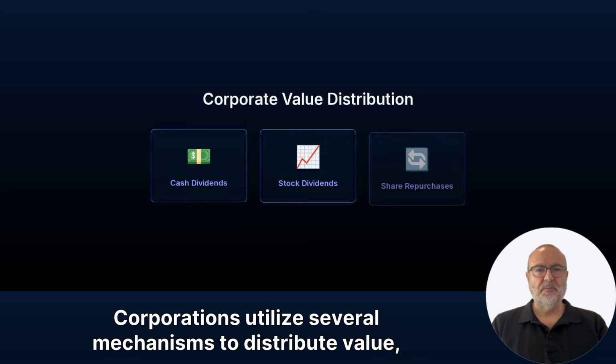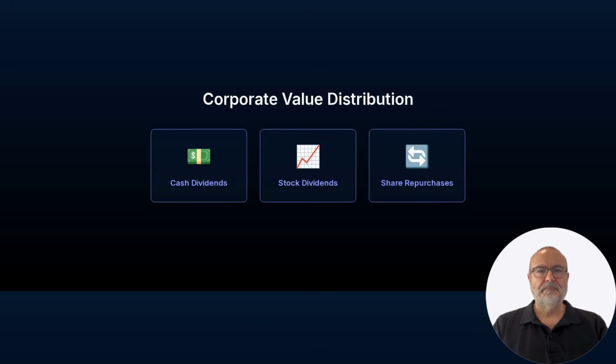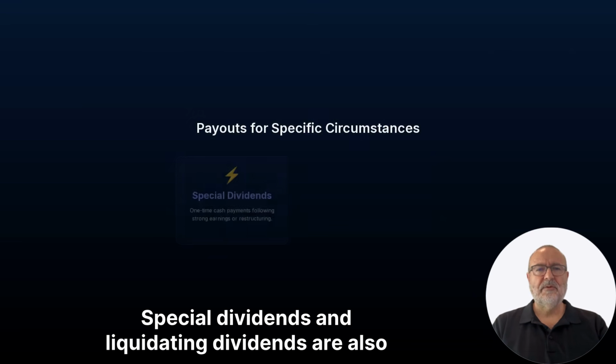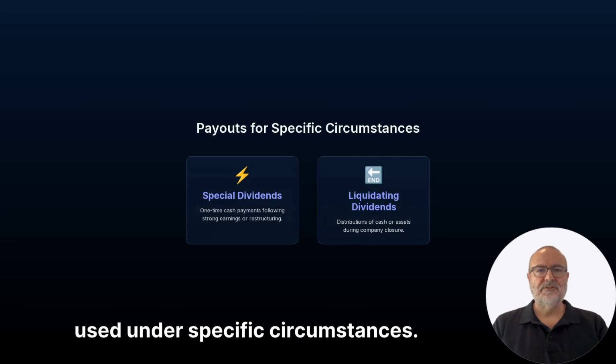Corporations utilize several mechanisms to distribute value, including cash dividends, stock dividends, and share repurchases. Special dividends and liquidating dividends are also used under specific circumstances.